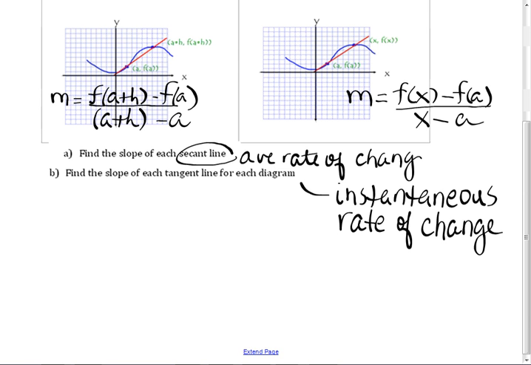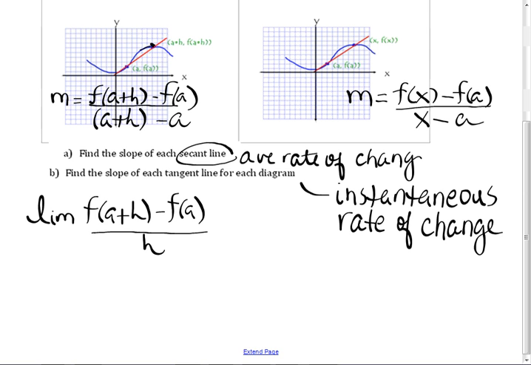So what's the difference between the secant and the tangent? What do I have to do? Take the what? Limits. You're going to take this point and just drag it down the curve so those points get closer and closer together. So what's this one? This is the limit of f of a plus h minus f of a all over h, as h goes to 0.